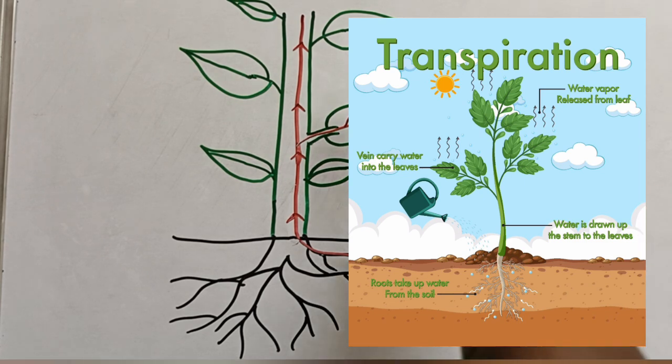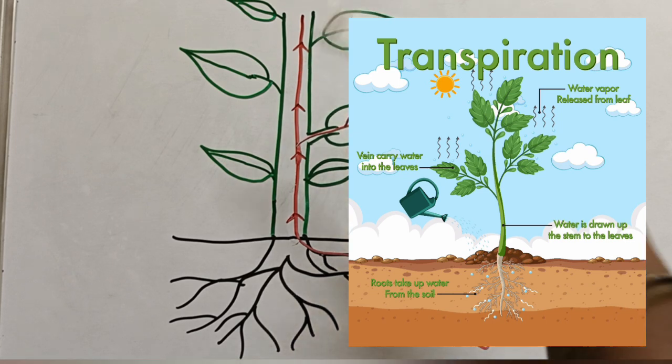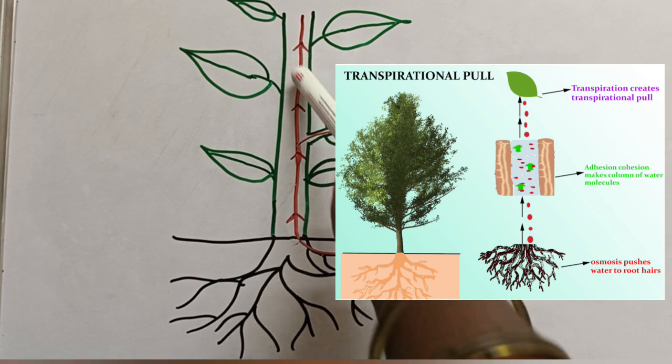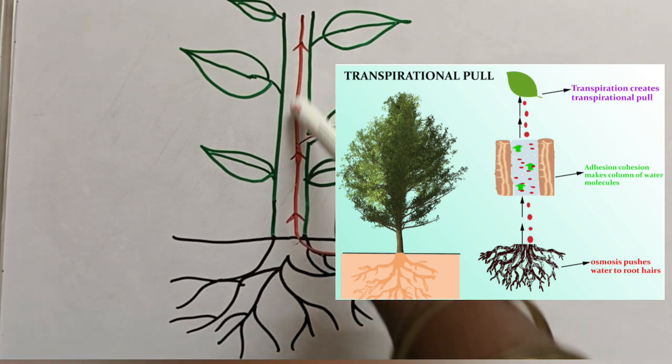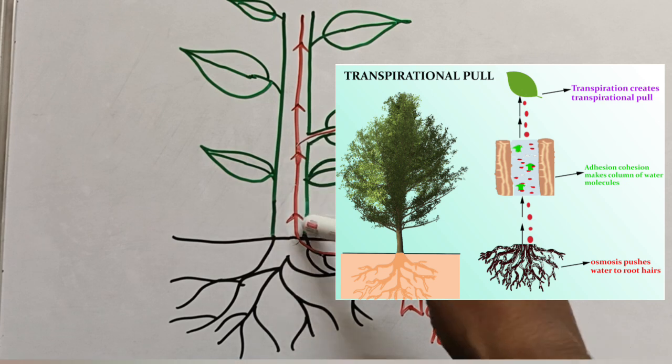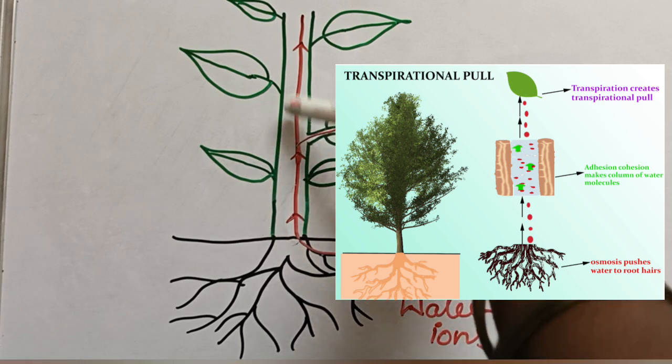Okay, so what happens during daytime? Stomata are present, no, so water is getting evaporated and the water is getting lost. So this lost water will create some suction pressure here, so because of that suction pressure, the water will get pulled upward.